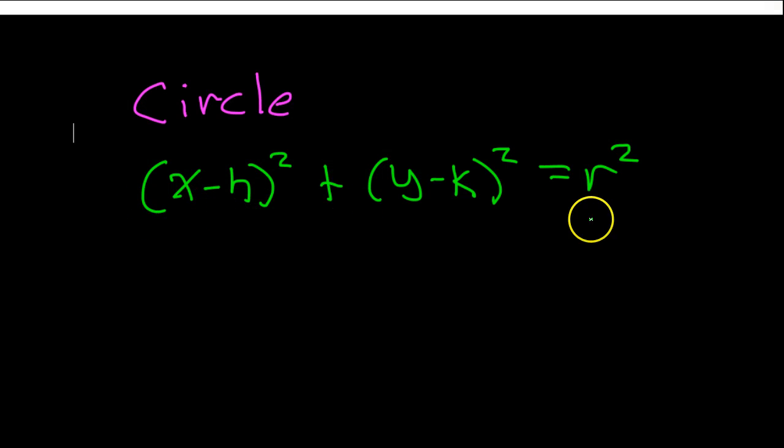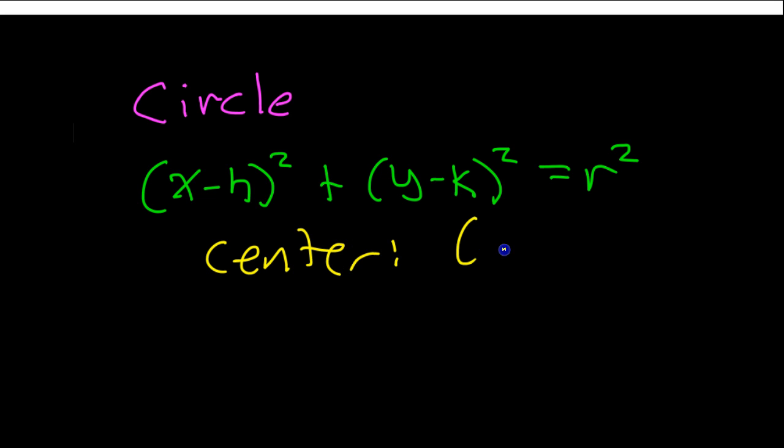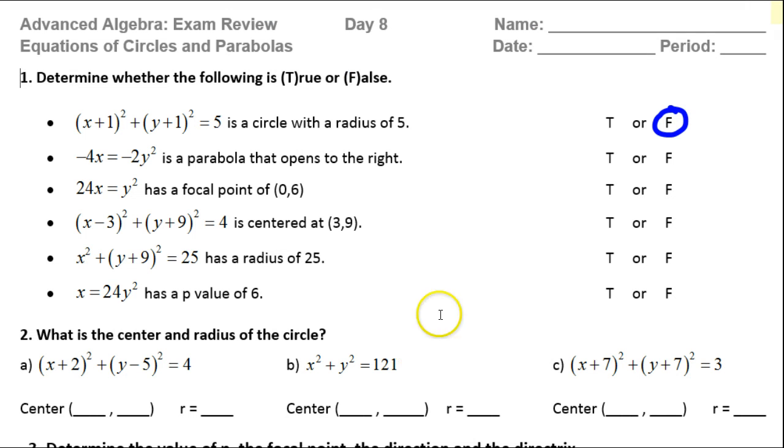So remember, the equation of a circle looks like this. So this number is the radius squared. And by the way, the center is h comma k. So it's the opposite of both of these. Anyway, the radius is actually the square root of 5.